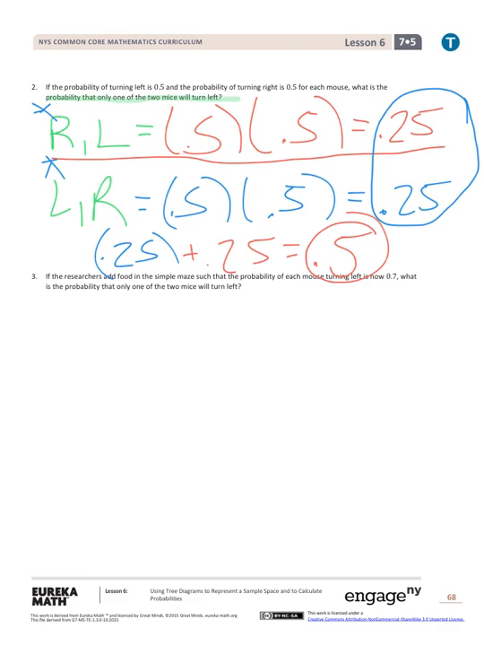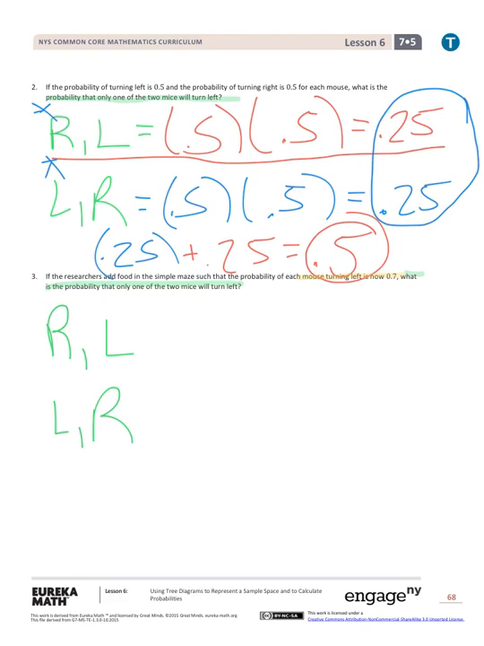Question 3 is going to read, if the researcher adds food in the simple maze such that the probability of each mouse turning left is now 0.7, what is the probability that only one of the two mice will turn left? Well, in this case, a couple important things to note. Once again, we're asked what is the probability that only one of the two mice will turn left. Similar idea to that last question. But here they're telling us now the probability that a mouse turns left is 0.7. So the probability changes. Let's think of our two options where a mouse turns left. It can go right-left, or it can go left-right.